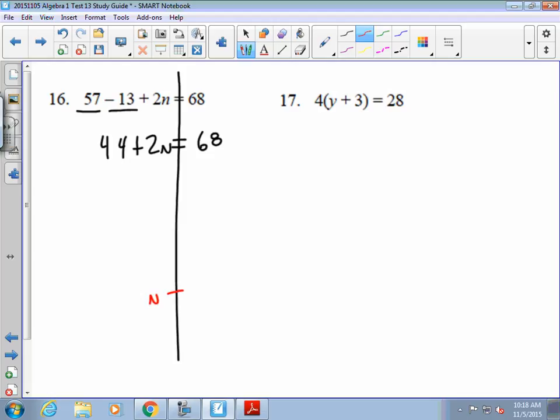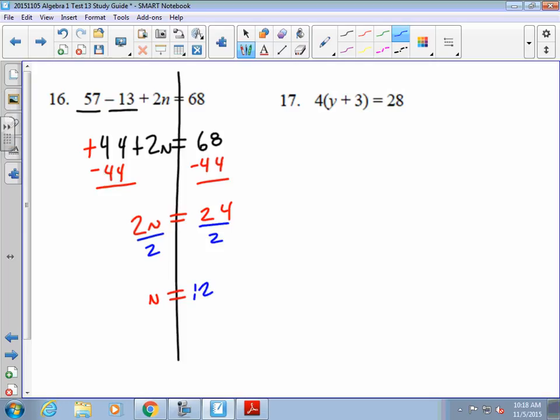That's our goal. So before we undo 2 times something, we need to undo plus 44 or positive 44 by subtracting it. We subtract it on the left, subtract it on the right. 8 minus 4 is 4, and 6 minus 4 is 2. So now we have something that says 2n is equal to 24. Get n by itself by undoing 2 times n by dividing by 2. And if you divide the left, divide the right. 24 divided by 2 is 12. N is 12.